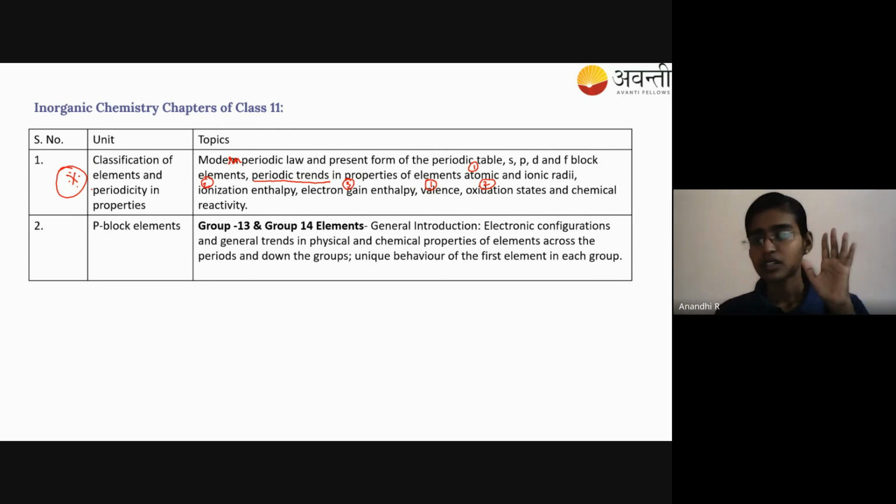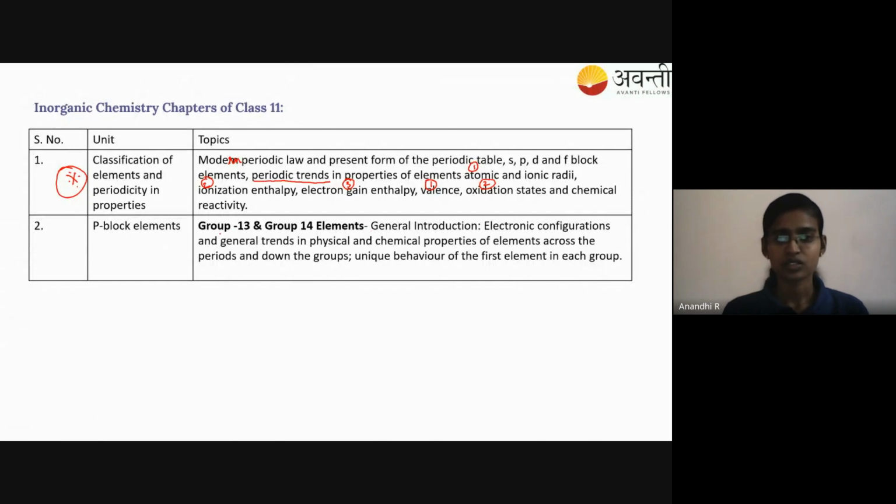But this P block elements is not included for your CBSE board exam. Okay, it is not there for your CBSE board exam, but this particular lesson is included for JEE mains as well as for NEET. But the good news is the whole lesson is not included for JEE and NEET. The most difficult part of this lesson got deleted, and only the very easy part of this lesson is included for JEE and NEET. So this is the good news for all of you.